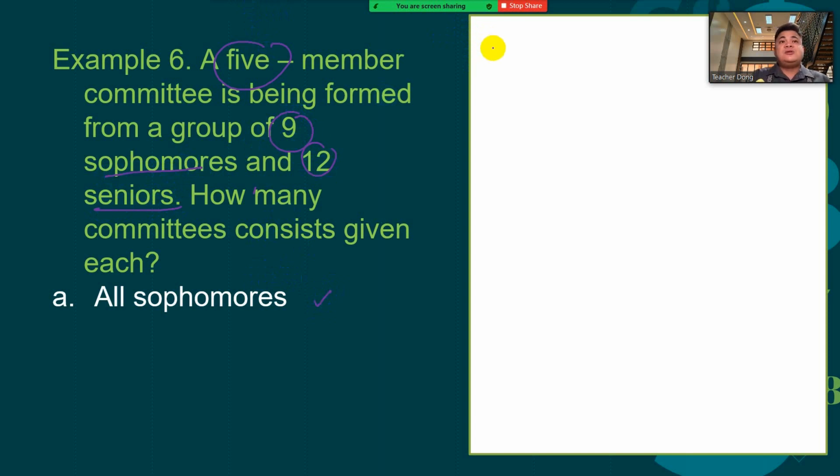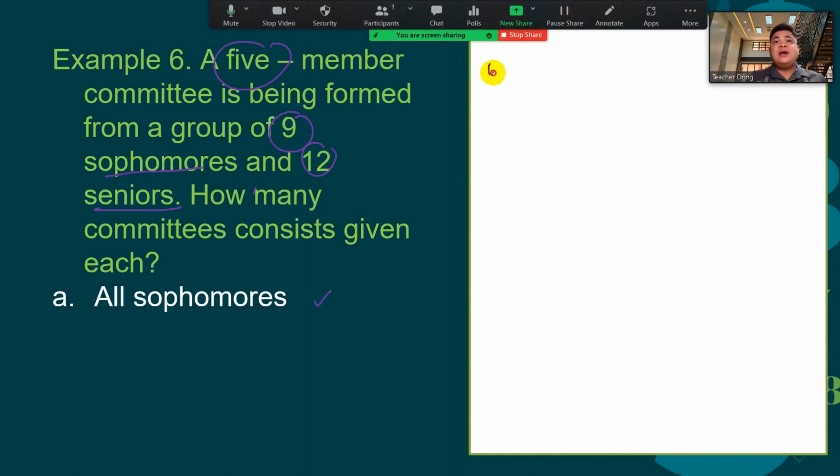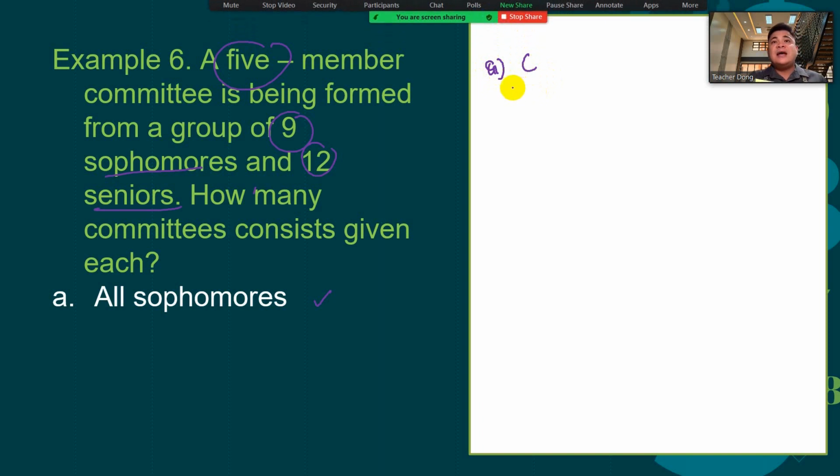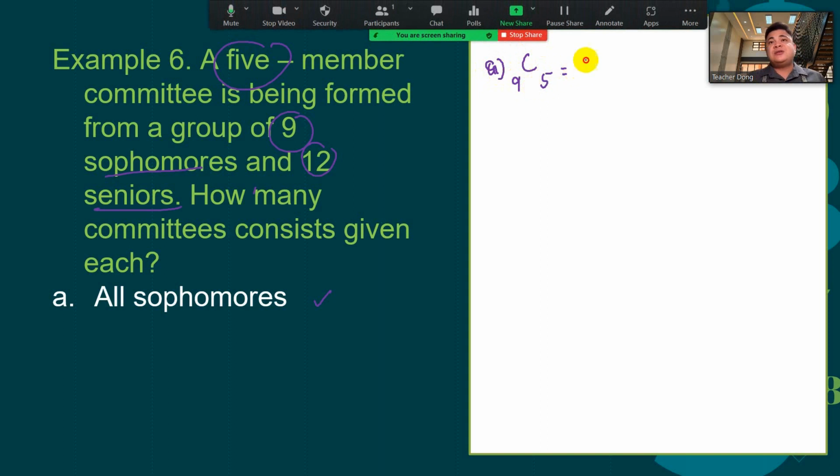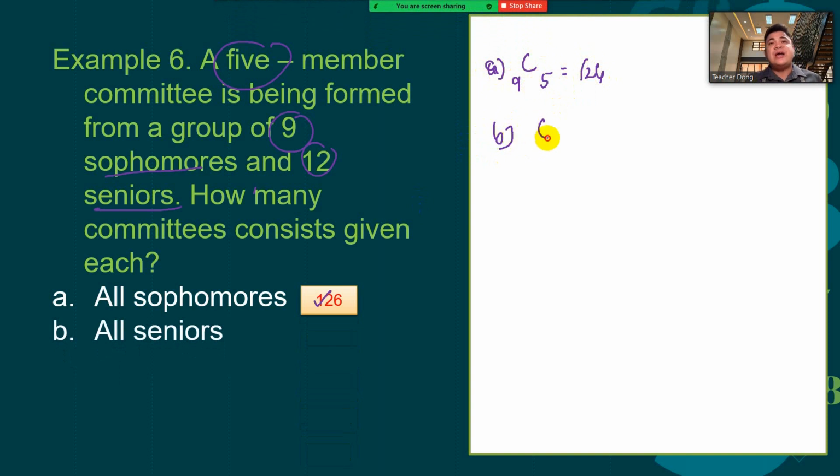must be sophomores. So in this case, for letter A, it's combination of 9 sophomores taken 5 at a time for the committee. So the answer here is 126 combinations. Then for letter B, all seniors. So how many are the seniors? We have 12 taken 5 at a time because we have a 5-member committee. So combination of 12 taken 5 at a time is 792 combinations or arrangements.